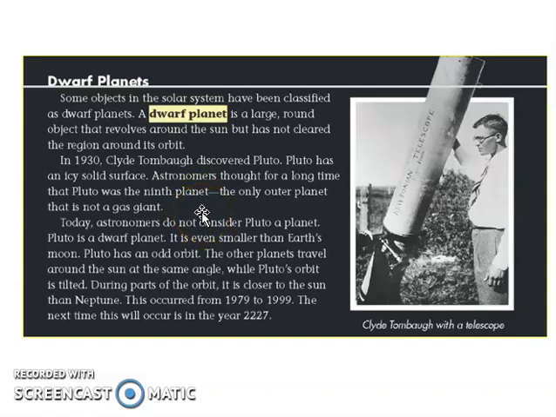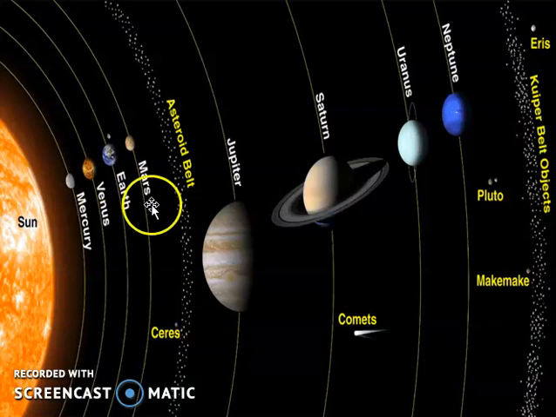The only outer planet that is not a gas giant. That is before. When I was your age, girls, in my book, it's written that Pluto is the ninth planet. But afterwards, they removed it because they classify inner planets here in this picture as solid planets, and then the outer planets as gas planets.